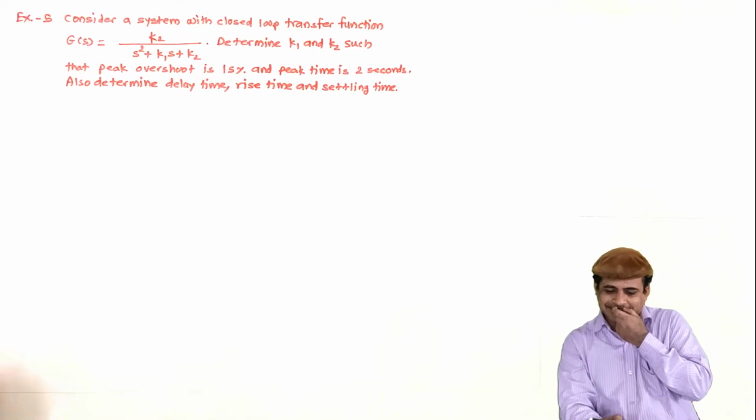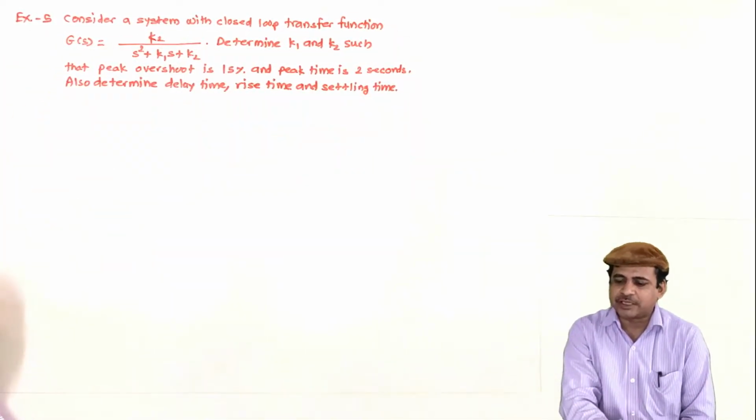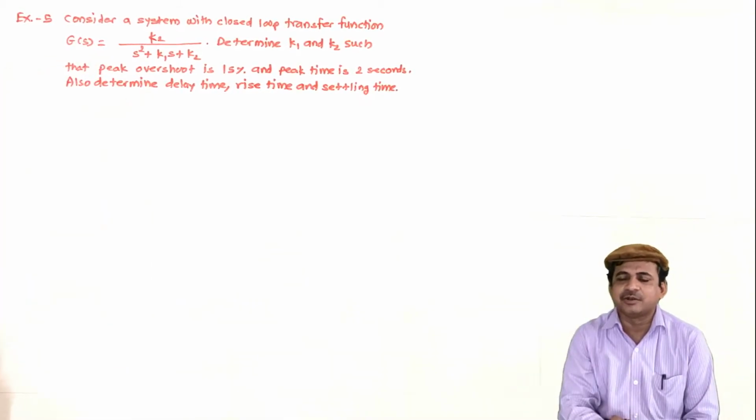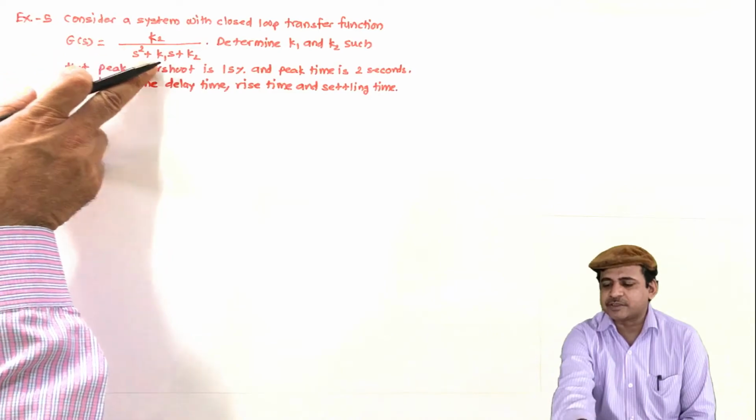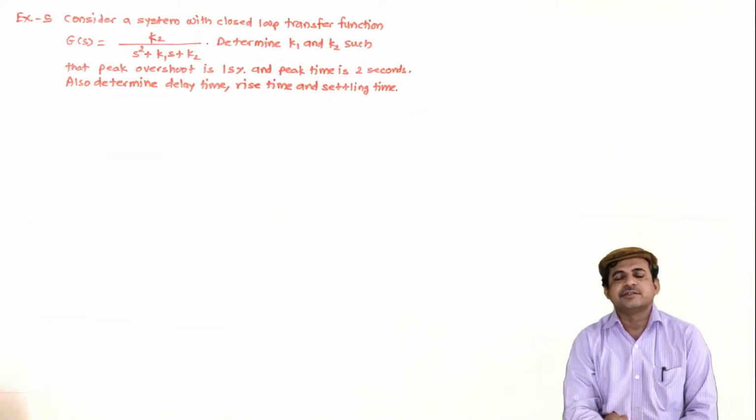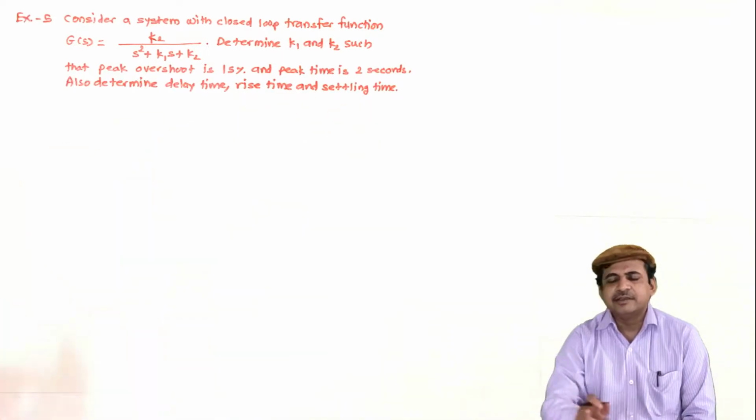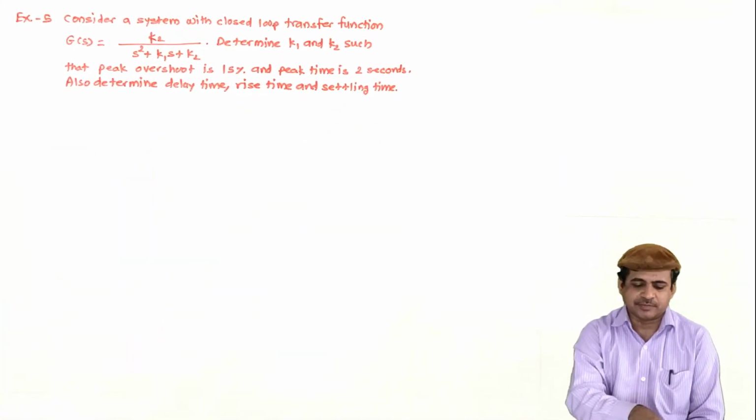So here what is given? Consider a system with closed loop transfer function. The closed loop transfer function is given, but it is not directly given. There are certain unknowns. So k2 upon s square plus k1s plus k2. And we have to determine k1 and k2 such that peak overshoot is 15% and peak time is 2 seconds. And also determine the remaining time domain specification. That is the question.